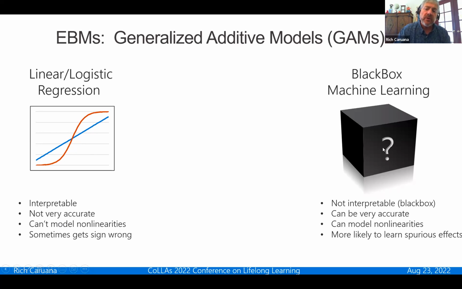It is, however, if you do black box explanation like SHAP to try to understand what's inside this model, it is learning overly complex functions. It's more likely to learn spurious effects.